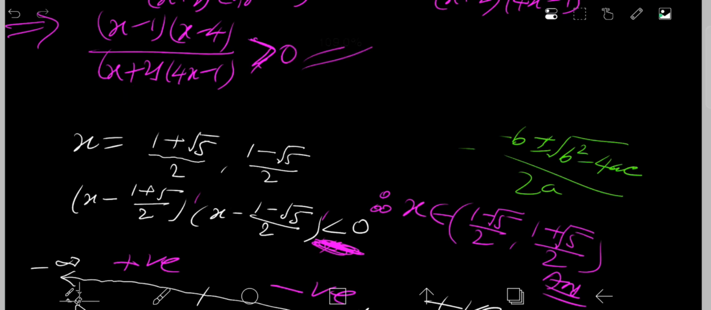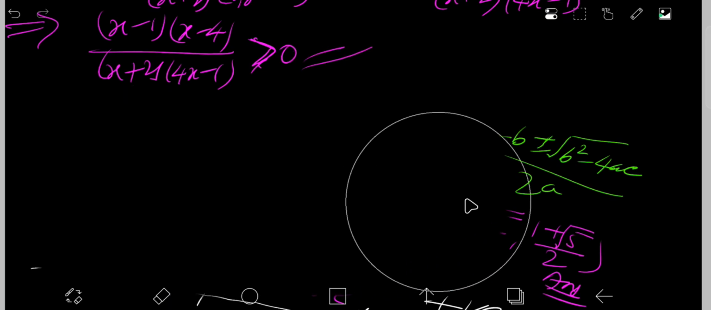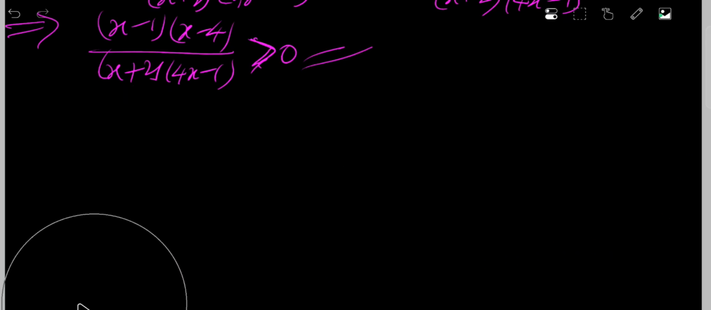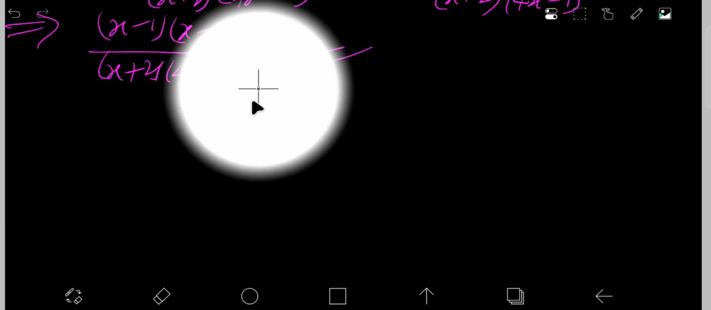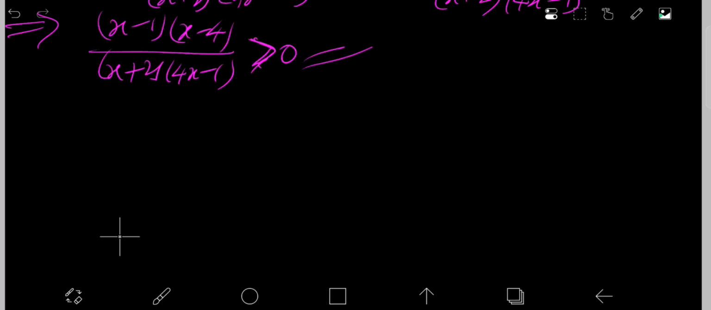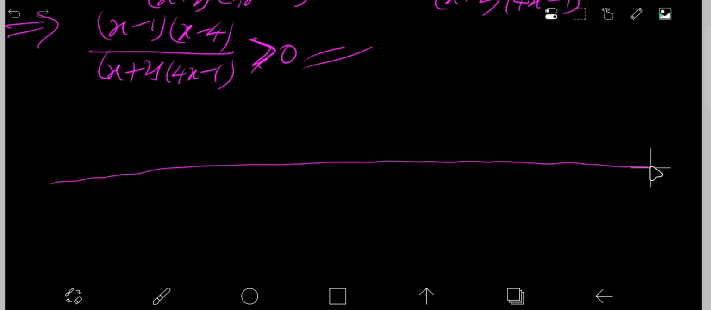So this one we firstly clear. Now here we get 4 roots, so we draw the real number line. Firstly we draw the real number line. This is the real number line. This side is plus infinity and this side is minus infinity.